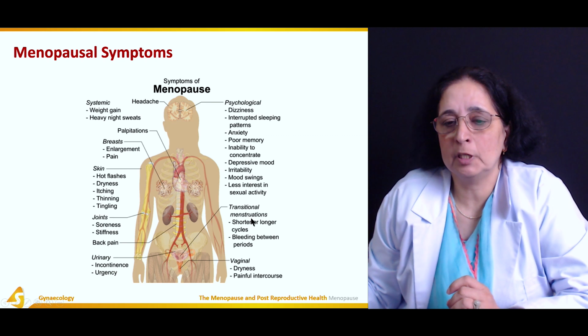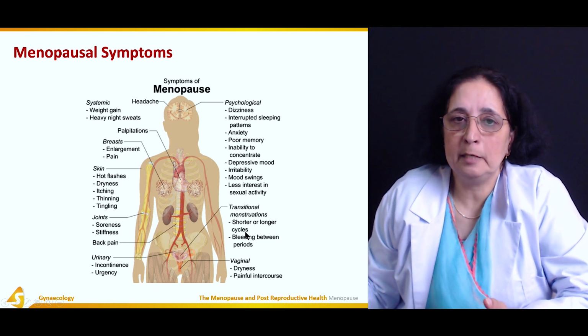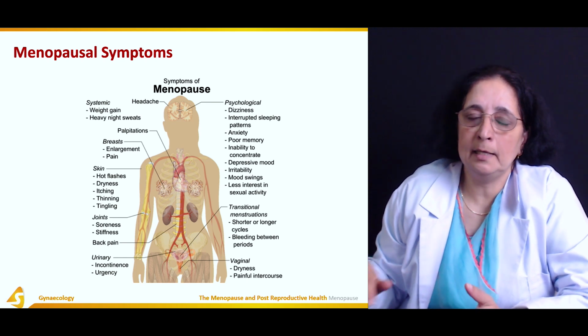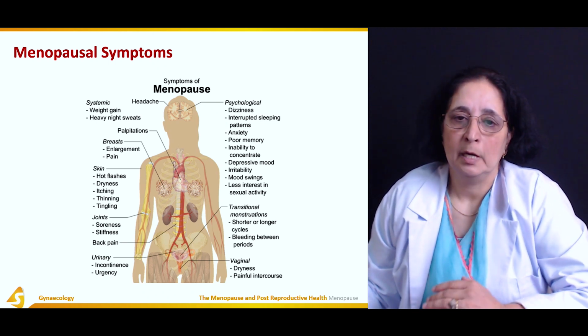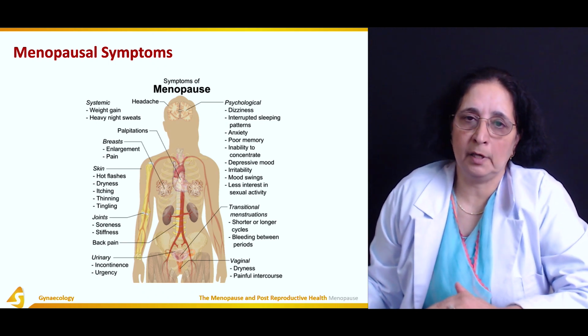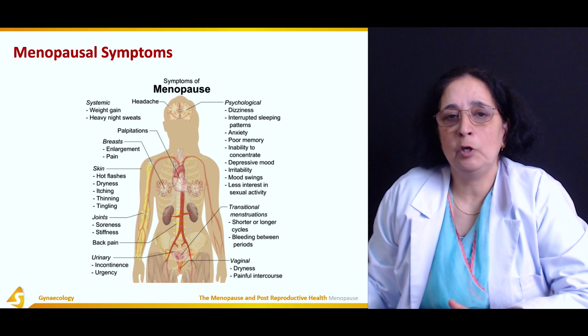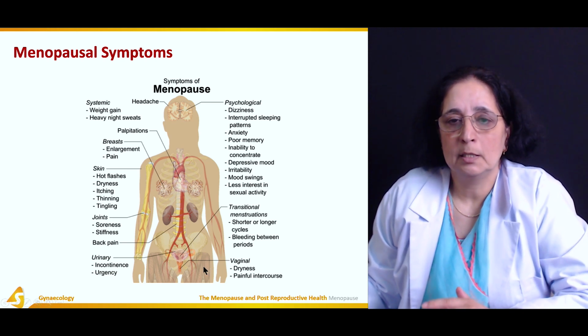There are transitional menstruations, bleeding between periods. If it's a time of perimenopause, usually this is common. Bleeding between the cycles, or cycles becoming very irregular, occurs in the time of perimenopause, around the menopause. Menopause is diagnosed if there is no menstrual cycle for 12 months consecutively. So it has to be 12 months without cycles.